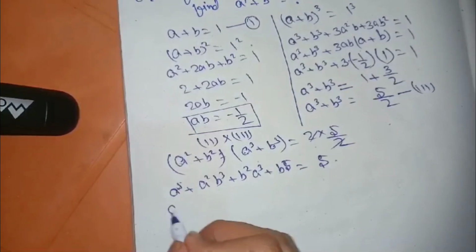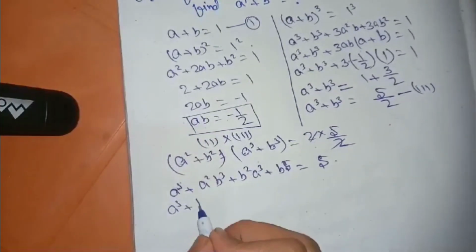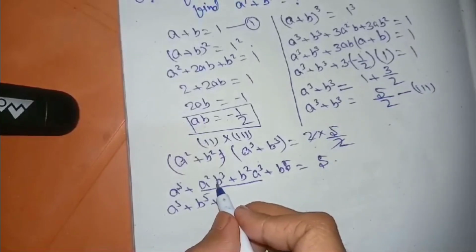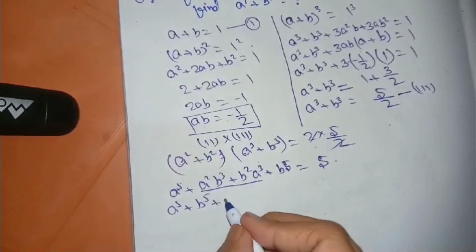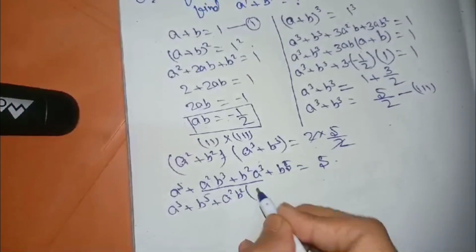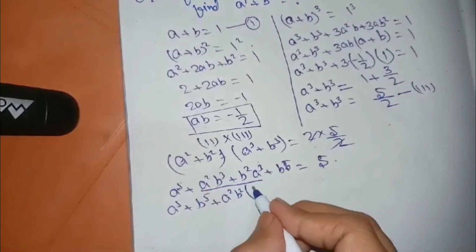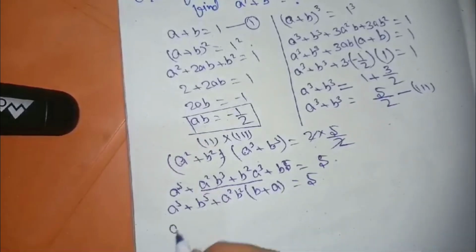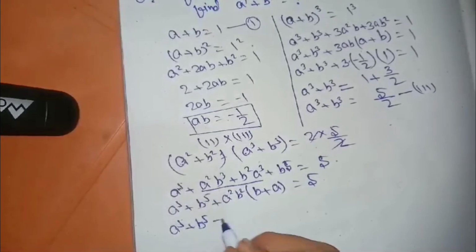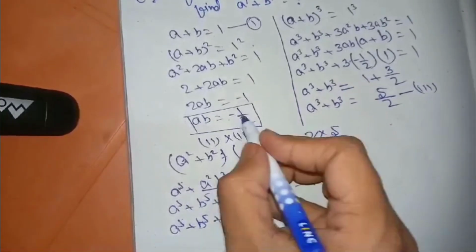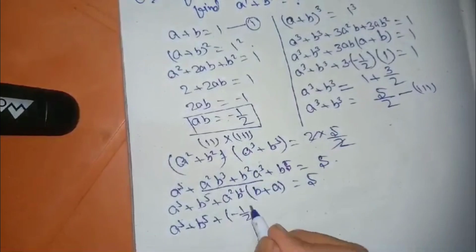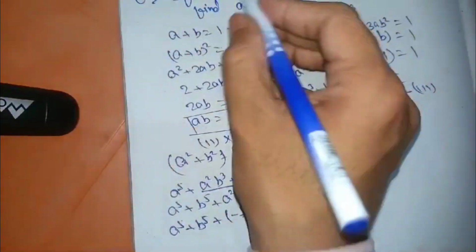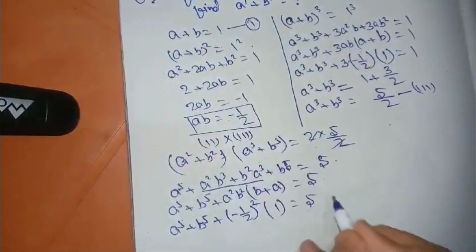Now a5 plus b5, and since a square and b square are common in both terms, we take a square b square as a common term. What is left here is b, and what is left here is a, equal to 5. Now a5 plus b5 plus ab, the value of ab we already found is minus 1 by 2, so we put (minus 1 by 2) to the power 2, and b plus a has already been given as 1, equal to 5 by 2.